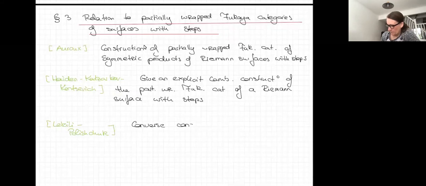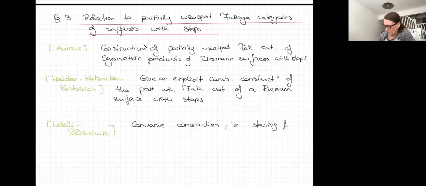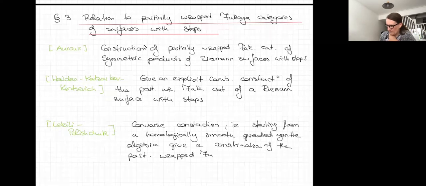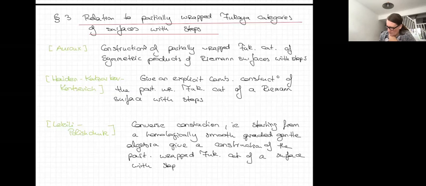They give a converse construction to the Haiden, Katzarkov, Kontsevich construction, i.e. starting from a homologically smooth, which for gentle algebras simply means a finite global dimension graded gentle algebra, they give a construction of the partially wrapped Fukaya category of a surface with stops.